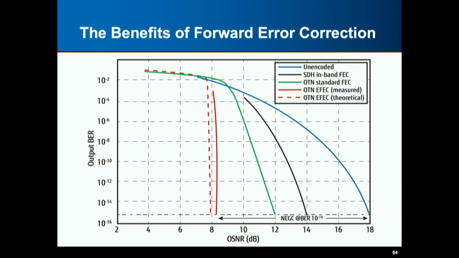You're getting a huge number of packets with errors, and that wouldn't be a usable signal. But if you have a good modern FEC system on it, you're able to go all the way down to 9 dB before you hit this cliff and you start to lose your signal.